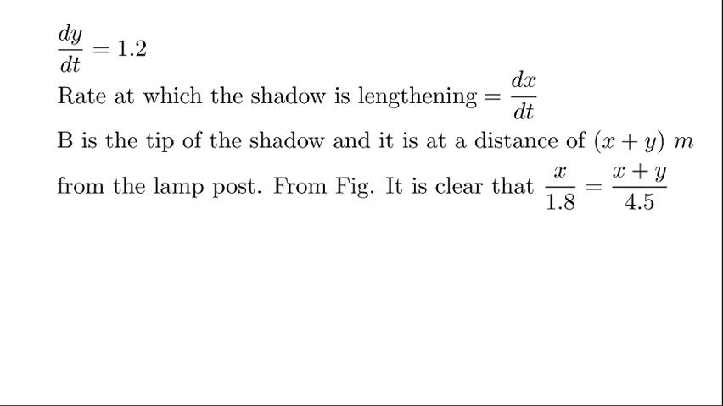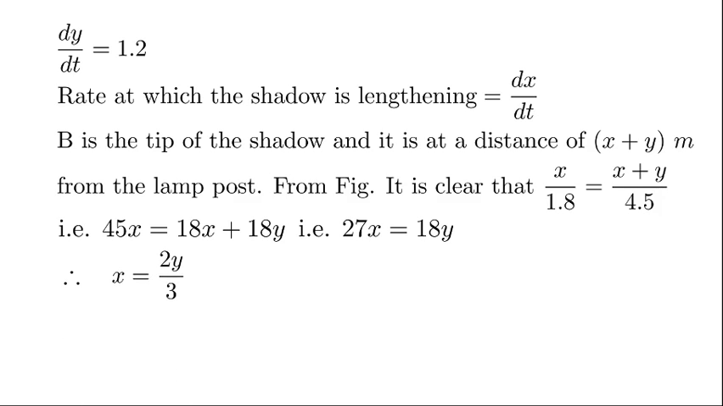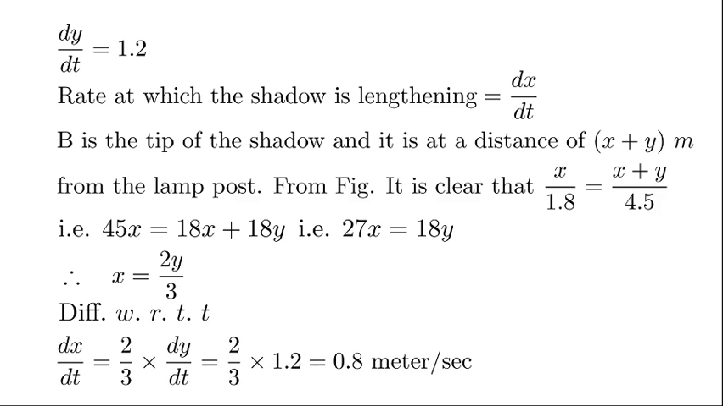Now it is clear from the figure that from similar triangles, x upon 1.8 equal to x plus y upon 4.5, which simplifies to 27x equal to 18y. Therefore we get x equal to 2y upon 3. Differentiate this with respect to t. So that gives you dx by dt equals 2 by 3 times dy by dt. That's equal to 2 by 3 into 1.2. That's equal to 0.8 meters per second.